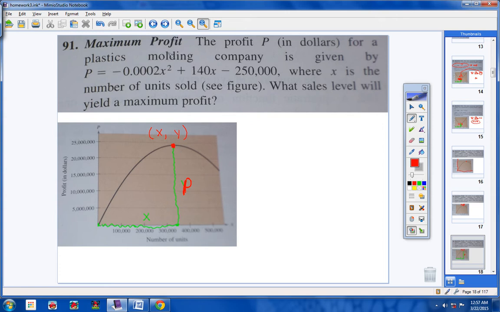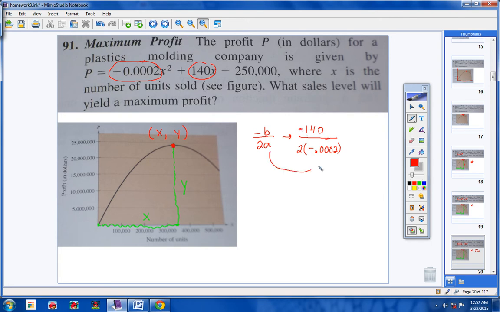Alright. So once again, we're dealing with a vertex. So we're going to use our good old formula we've been using, negative b over 2a. So this is my a. This is my b. So where b is, I put 140. Brought the negative sign over. For a, I put 0.0002. Now when you simplify this fraction, you will get 350,000.